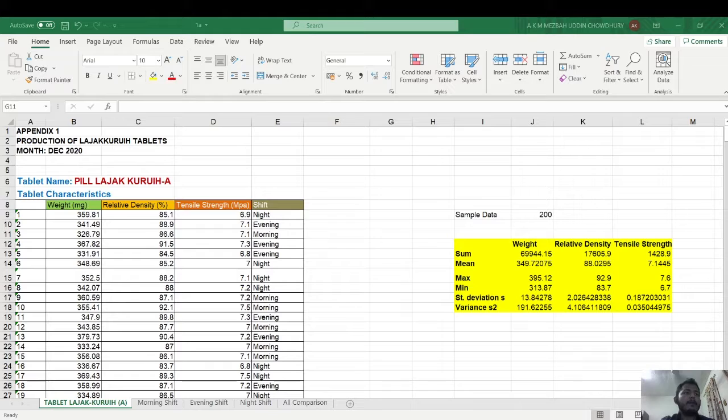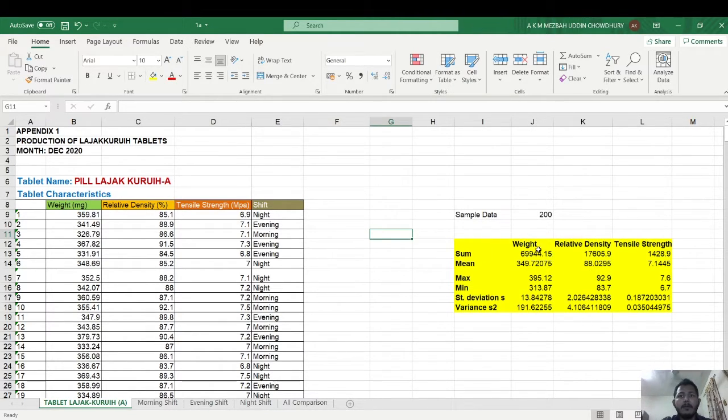For part A, I'm going to describe and summarize the sample data for pill latte query A tablet produced in the month December 2020. So in this Excel sheet, we can see the weight, the relative density, the tensile strength, and the shift for all the sample data. After summarizing this data, we found the sample data is 200.